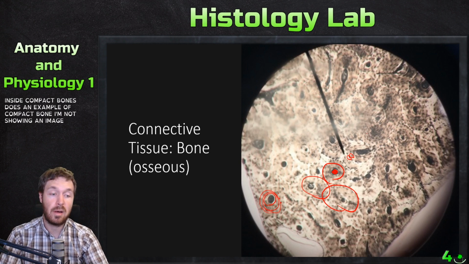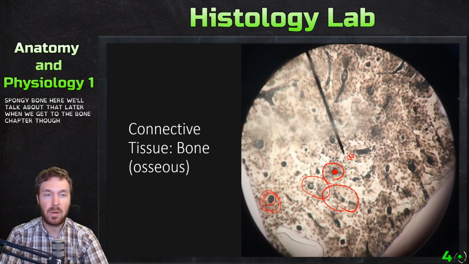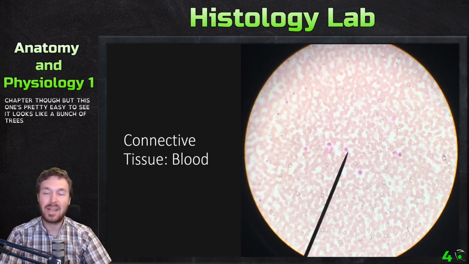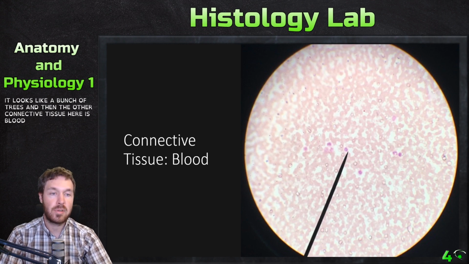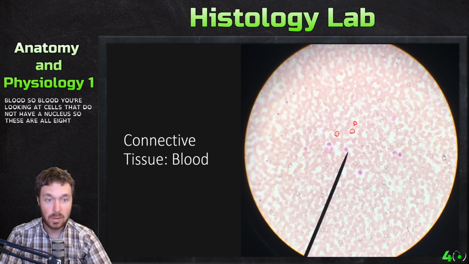I'm not showing an image of spongy bone here. We'll talk about that later when we get to the bone chapter, though. But this one's pretty easy to see. It looks like a bunch of trees. And then the other connective tissue here is blood. So blood, you're looking at cells that do not have a nucleus. So these are all anucleate.